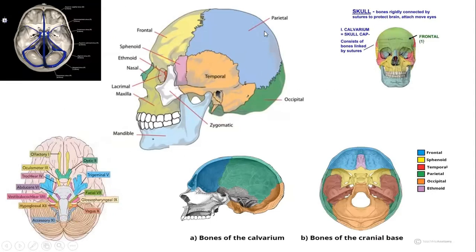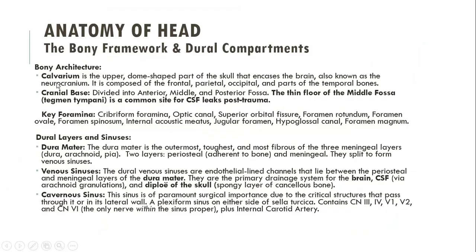Now, here you can appreciate the calvarium. You can see these are the bones. The calvarium is basically the outer bony cage, and it is composed of bones like the temporal bone, occipital bone, parietal bone, and frontal bone. So you can appreciate this is the calvarium. Now, then there is the cranial base.